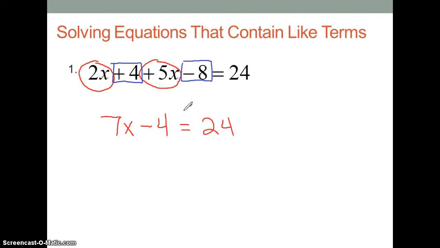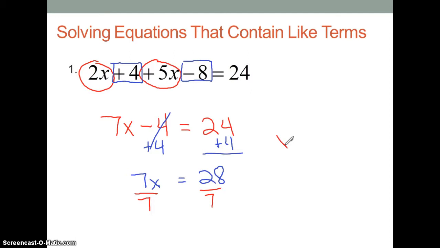Now that looks like something we've done before. So again, you do your like terms first. Now we can undo the constant, which is minus 4, by doing plus 4. These will cancel out, and I'm left with 7x on this side. Over here I have 28. And our final step is to undo the coefficient. Since it says 7 times x, you want to divide by 7, in which x equals 4. And just like usual, if you plug that 4 into this equation, you should be able to get 24.